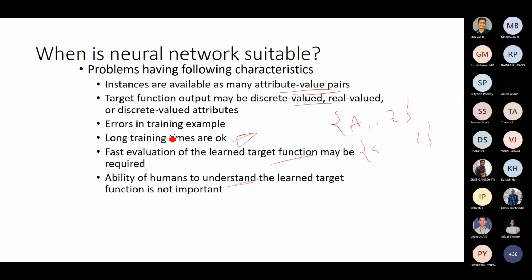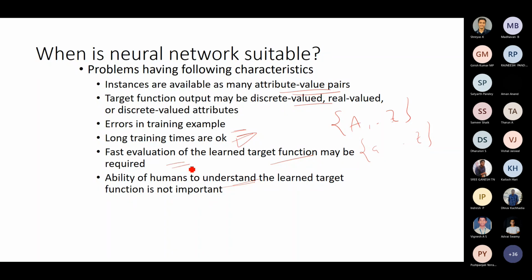Suppose there are errors in the training examples, you can try to do that. You are okay with having a long training time. So the amount of time required to train the model is going to be huge, and you are fine with that. In that case, you can go in for neural networks.